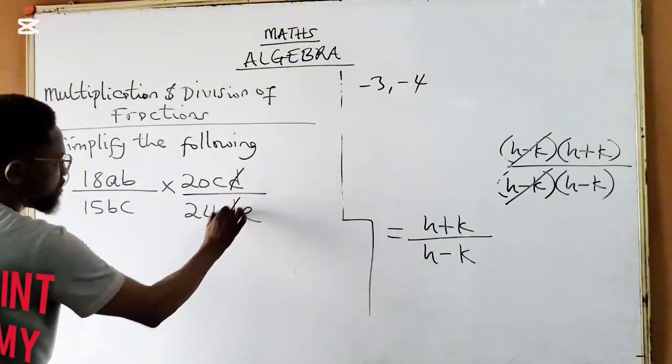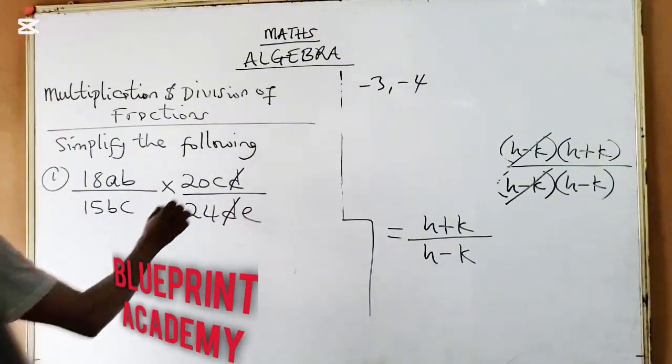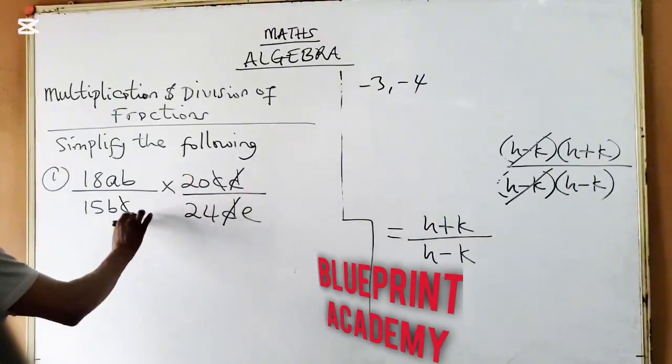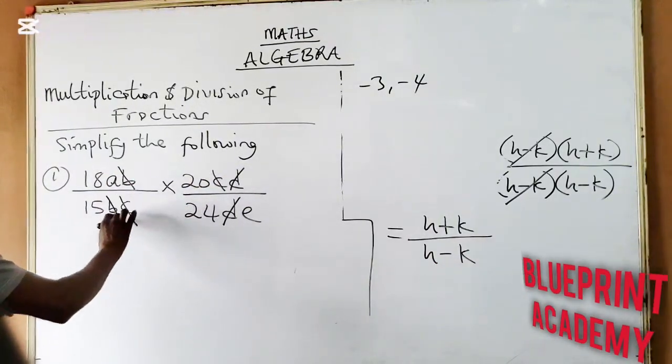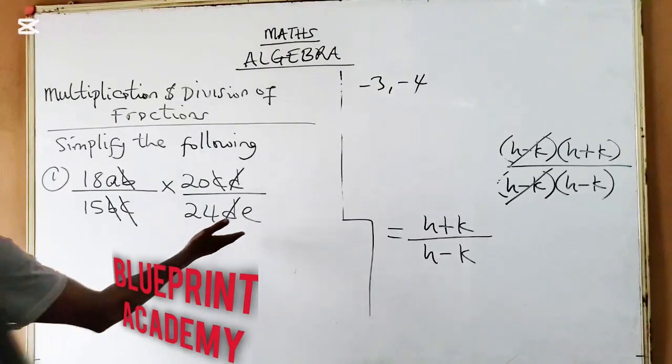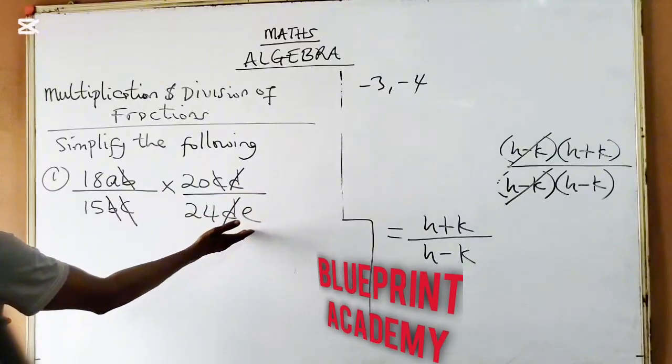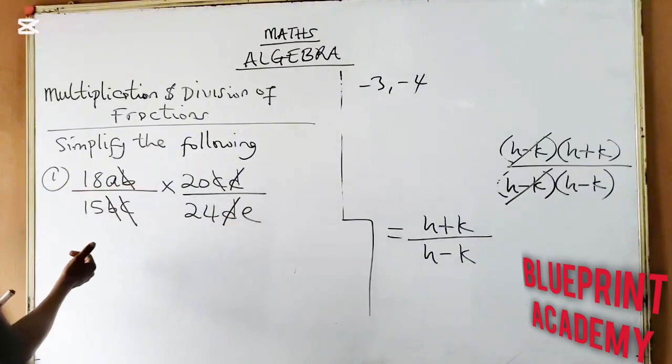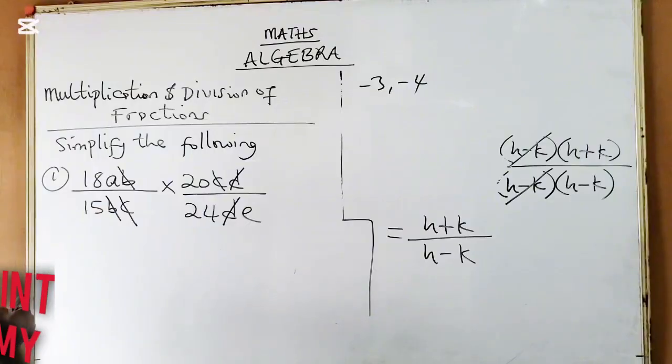The d here can cancel this d here. The c here, we cancel the c here. This b, we cancel this b. So after that cancellation, we have e in the denominator. In the numerator, there's no e. We have a left in the numerator.